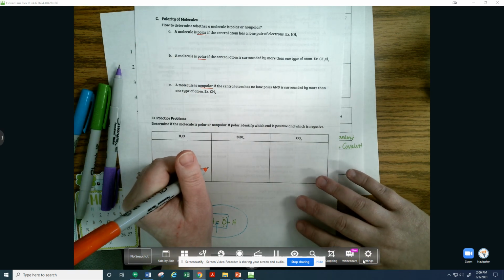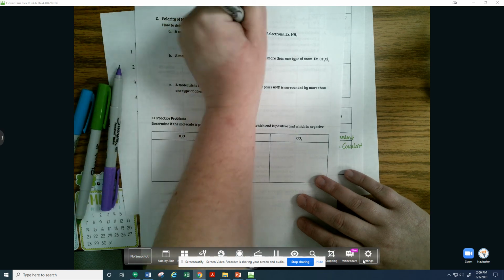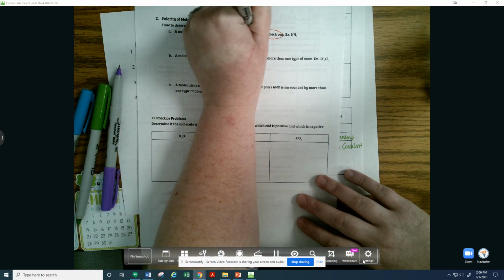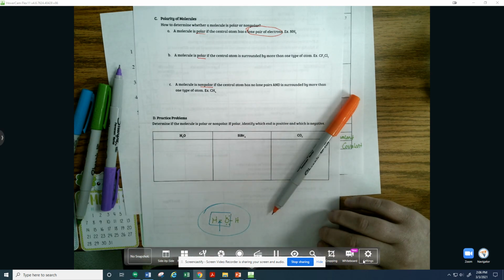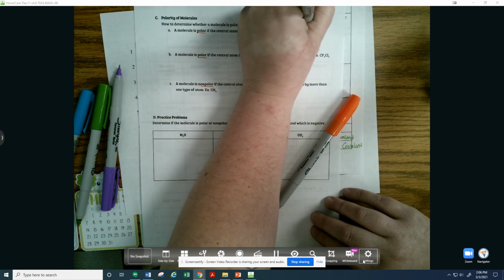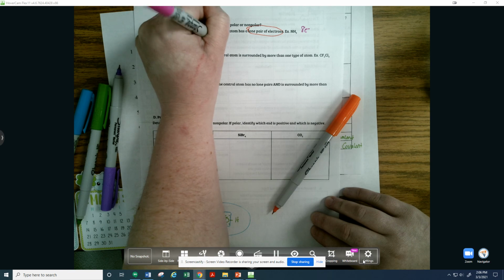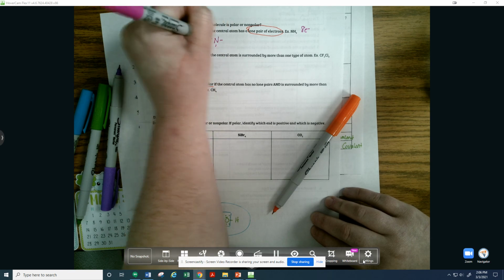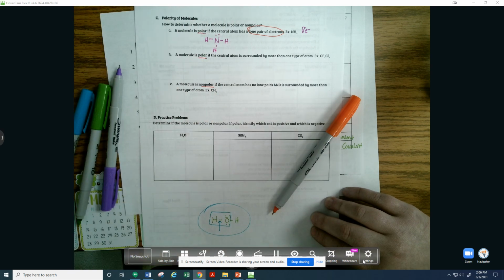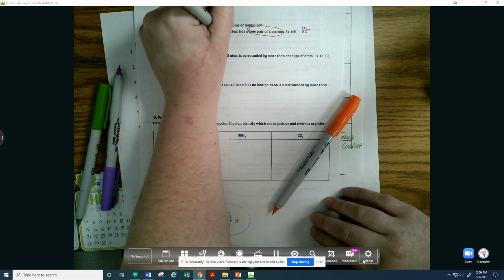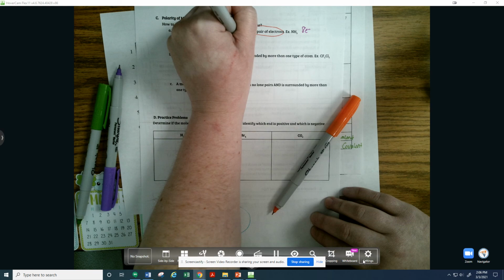A molecule will always be polar if it has any lone pair of electrons on it. For example, if we look at the Lewis structure of ammonia, we have 8 electrons. Nitrogen's your central atom, surrounded by 3 hydrogens, and a lone pair on the central atom. As soon as I see that lone pair here, that is how I know that it's polar.